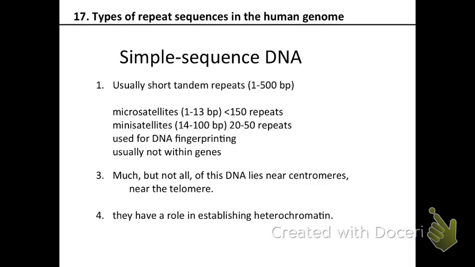These are called minisatellites. The number of repeats of microsatellites and minisatellites in different humans is very different. So these sequences are used for DNA fingerprinting. They are usually not in genes. Most of these types of repeats are found in centromeres and near the telomere, and they have a role in establishing heterochromatin, which we're going to talk about in the next lecture. So there are different numbers of these microsatellites and minisatellites in different humans, and why and how, right?